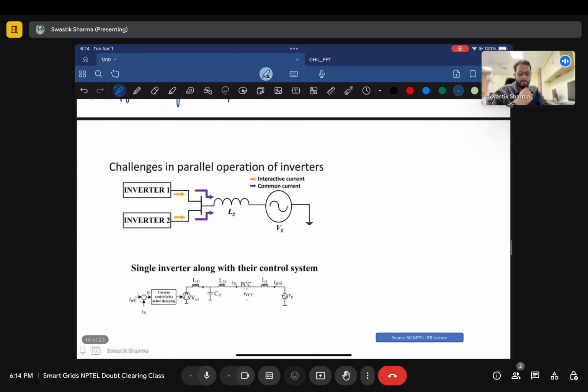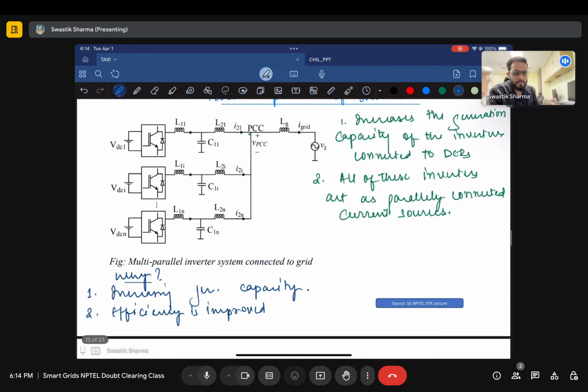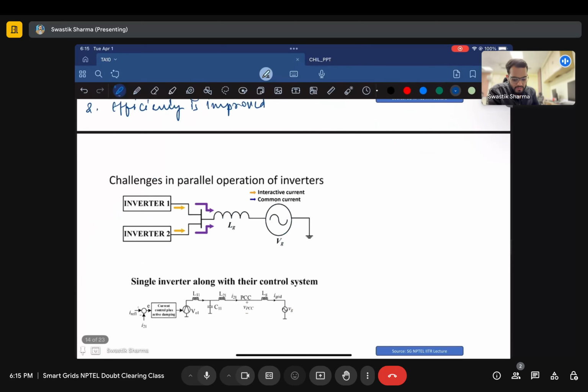And how do they do it? There are some challenges. How they do it is simple: you use an LCL filter to filter out the high oscillating frequencies, and you simply connect all of them to a point of common coupling. But there are some challenges in their operation, right? These challenges give rise to interactive currents and common current, so there are two kinds of current.